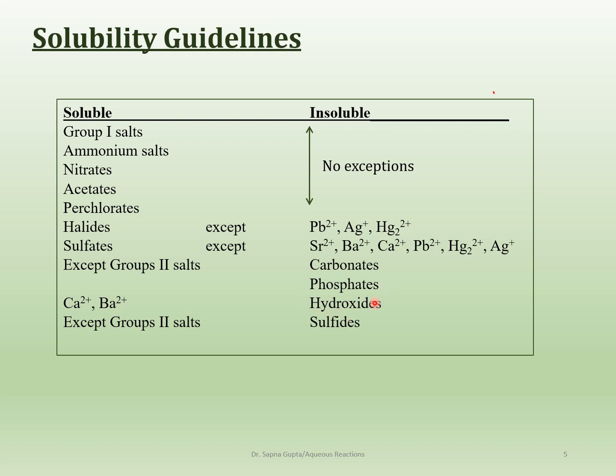Hydroxides are all insoluble except for calcium and barium, which are soluble. Okay, so hydroxide, if I say iron hydroxide, magnesium hydroxide, all insoluble. Except, again, don't forget, group 1 and ammonium salts are always going to be soluble because they don't have any exceptions.